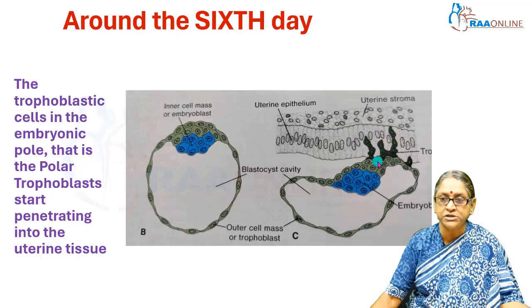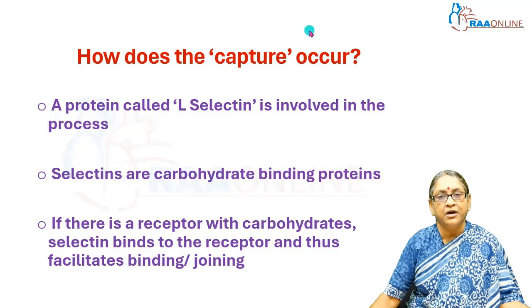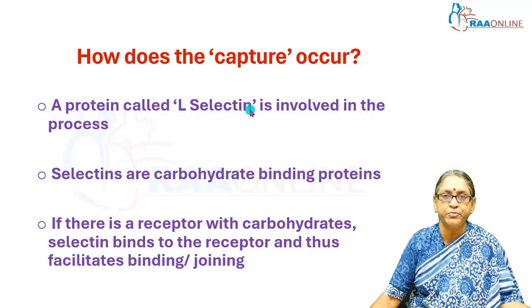But here we notice something else also. These are the trophoblastic cells, the green ones, and these green ones are trying to penetrate. So can we call these structures or the evaginations as penetrations? And what's happening in the penetration? The capture mechanism is made possible by the presence of a protein called L-selectin.